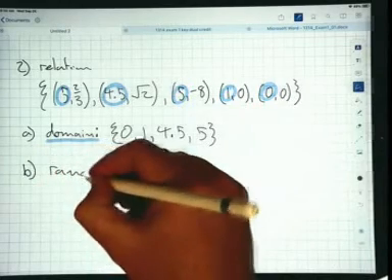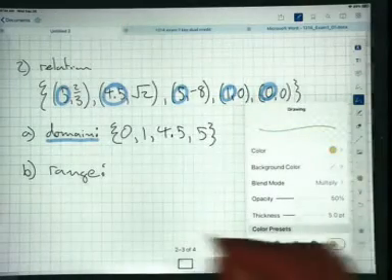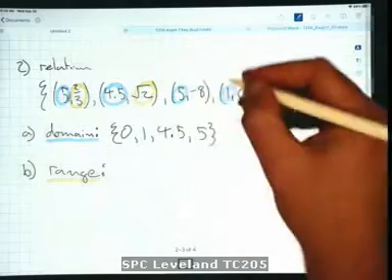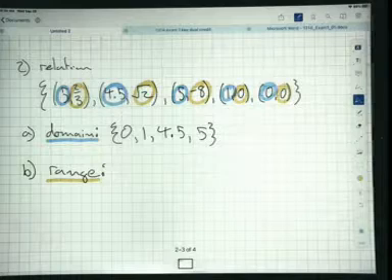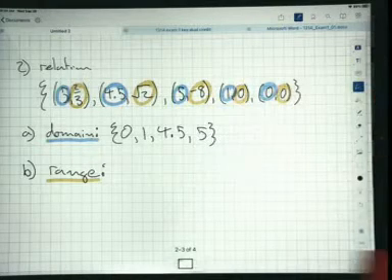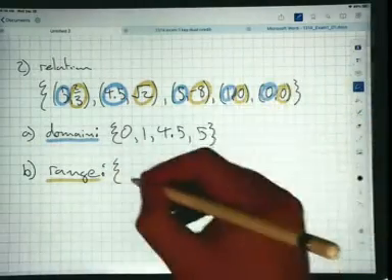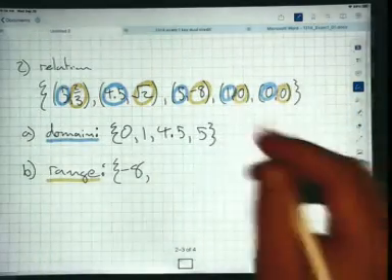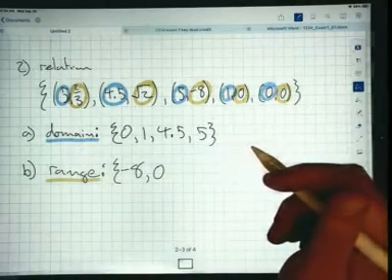B, the range. What is the range? The y values. So I'll just circle those. So let's write these out in numerical order from least to greatest. So I have a -8. I think that's the smallest value. Then I get to 0. Now I have 2 zeros. So do I write 0 twice?